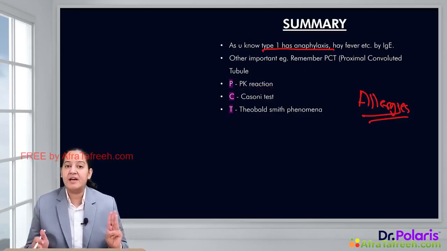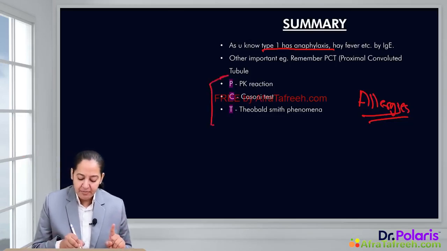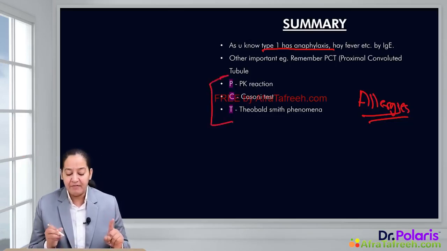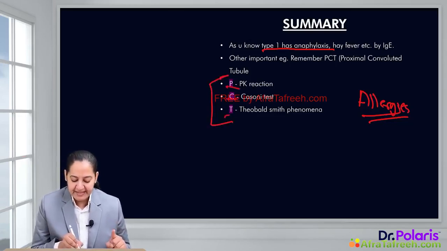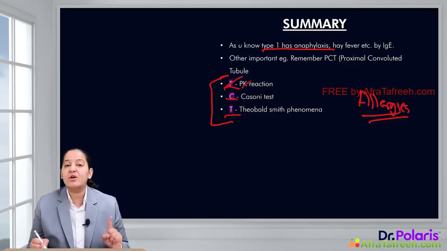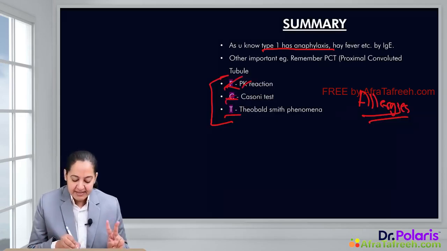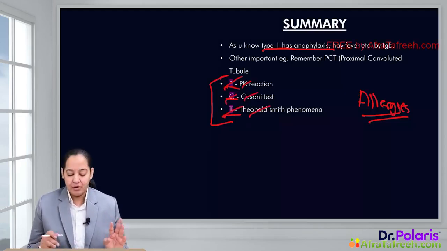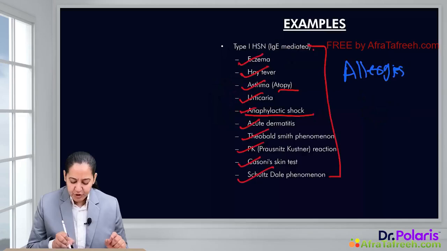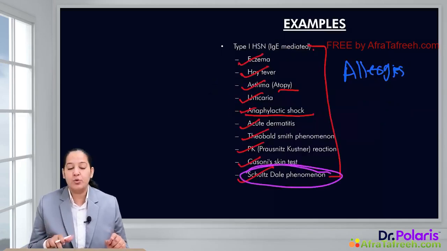Apart from allergies, there are 3 named reactions that you must learn in the examples of type 1 hypersensitivity. The 3 named reactions can be learned with the help of a mnemonic known as PCT. P stands for Prausnitz-Küstner reaction, PK reaction. C stands for Casoni test and T stands for Theobald-Smith phenomenon. Now, let me give you the detail of Schultz-Dale phenomenon. What is this Schultz-Dale phenomenon?